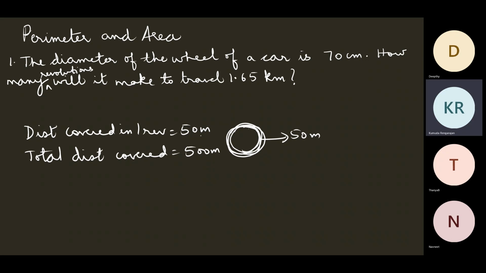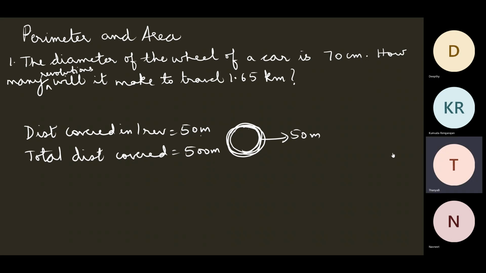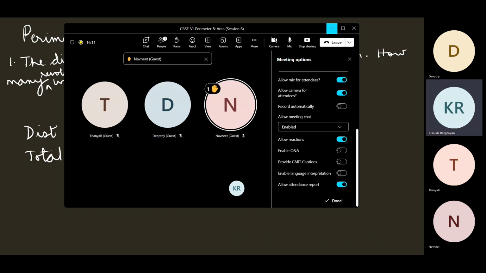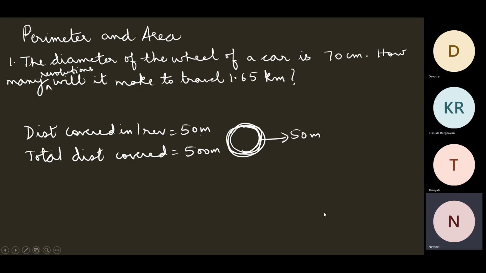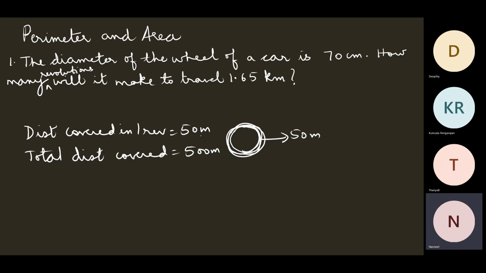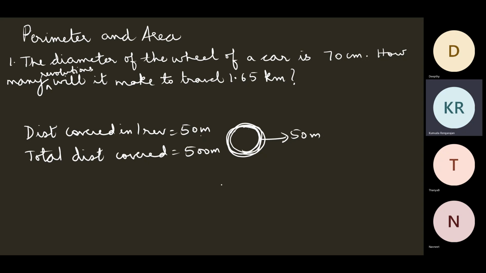Yes, Tanya? One minute, ma'am, I'll work it out. Navneet, can you answer this question? Ma'am, 10. How? Because 50 tens are 500. 50 into 10 is 500.